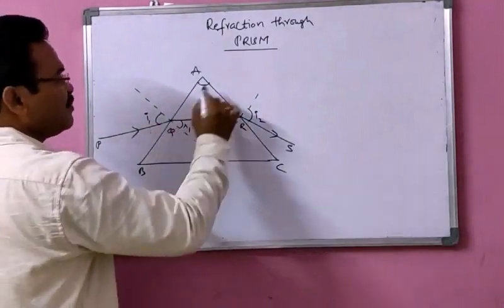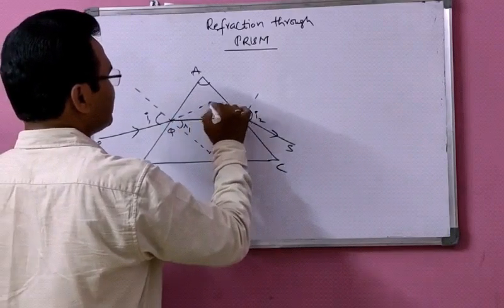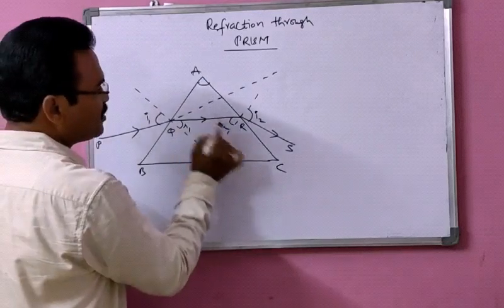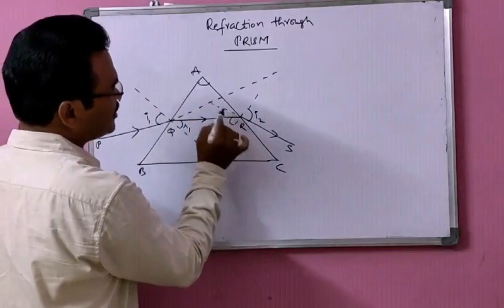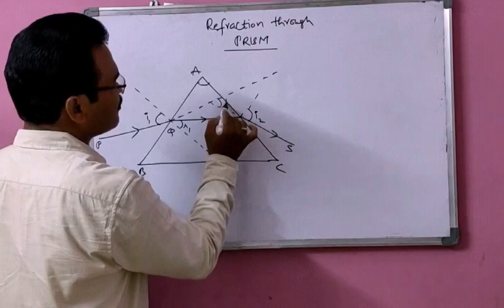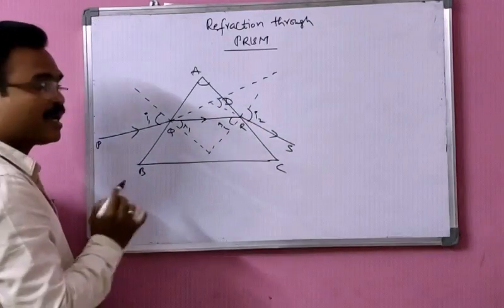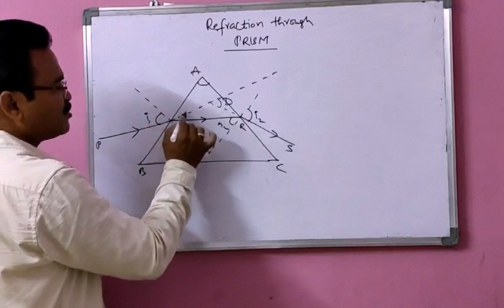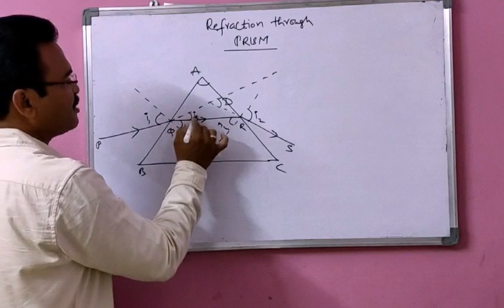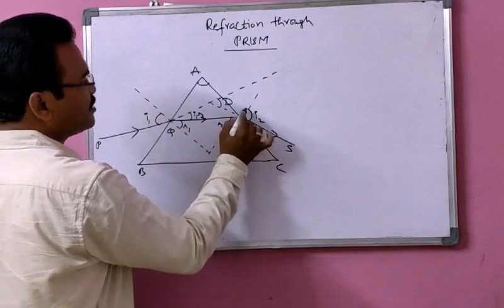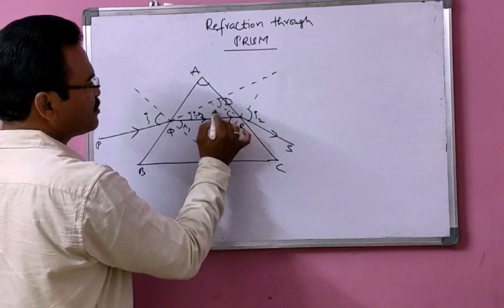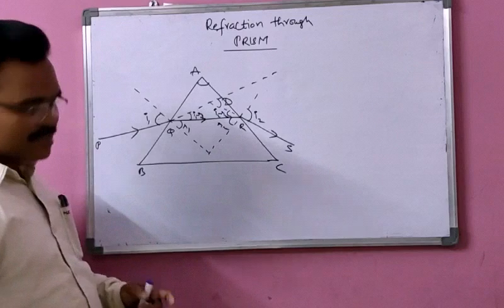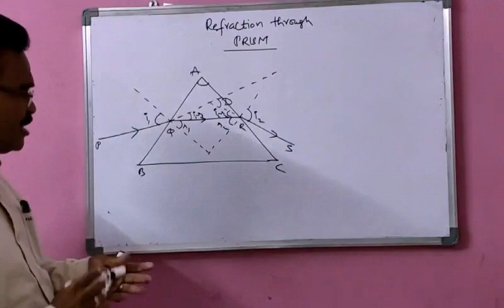In the absence of this prism, the light ray would have gone along this path. This is the original path of the light ray. Because of the presence of the prism, the light ray has gone in this path. So this is the deviation produced. I am calling it D, the angle of deviation. And this angle is I1, this is R1, so this becomes I1 minus R1. And this is I2, this is R2, so this becomes I2 minus R2. So this is the refraction of light through a prism.